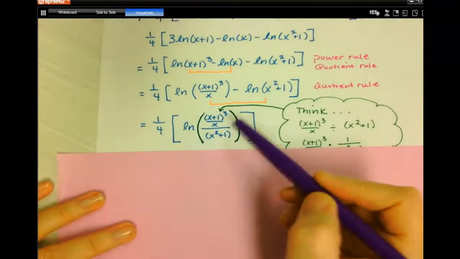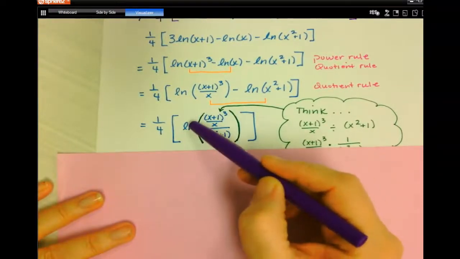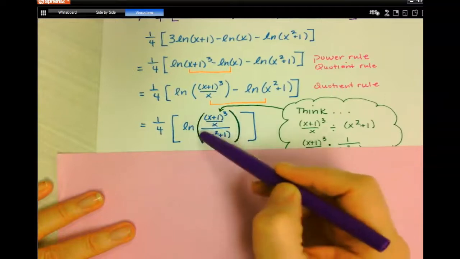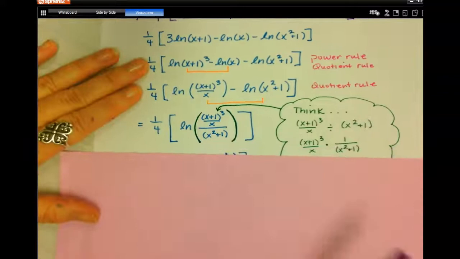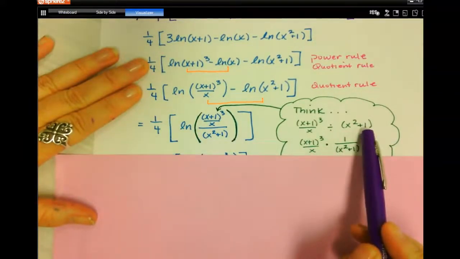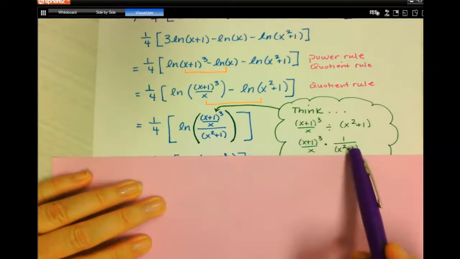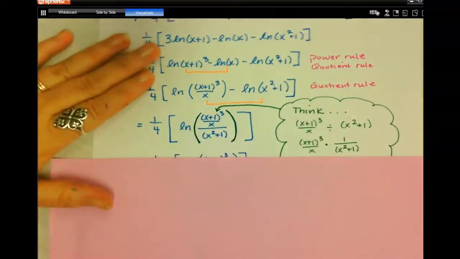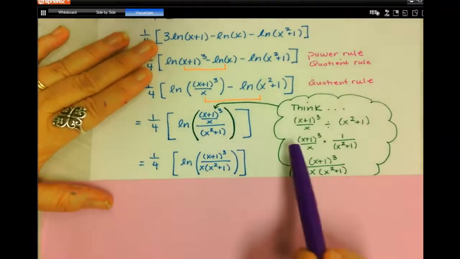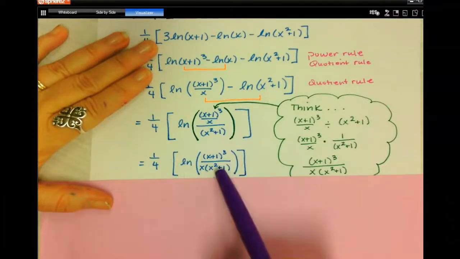So if you think about this, remember we can always take the numerator and pull it off, and that would be x plus 1 cubed over x times 1 over x squared plus 1. So you're dividing by this, which means you're multiplying by the reciprocal. So then I can see how this is going to fit together and get that complex fraction out at the top, right? So when I do that, put it back together, I get this times 1 over x times this. So this is what my argument looks like.